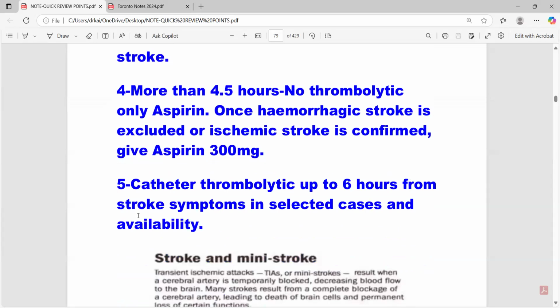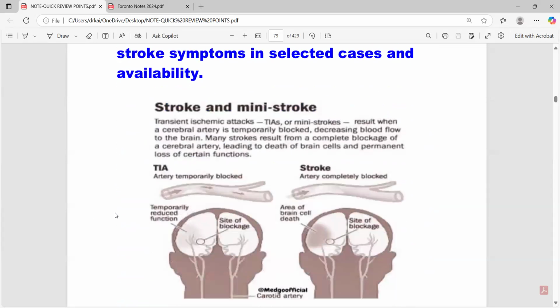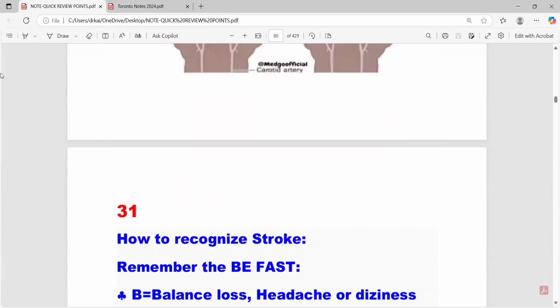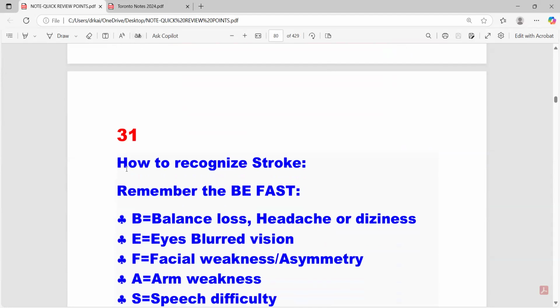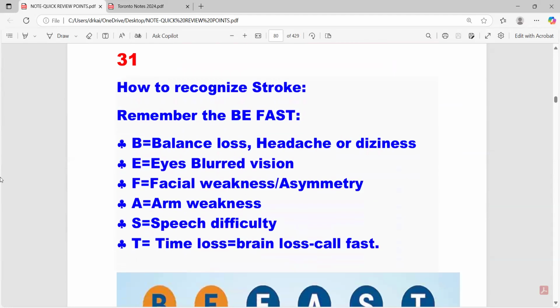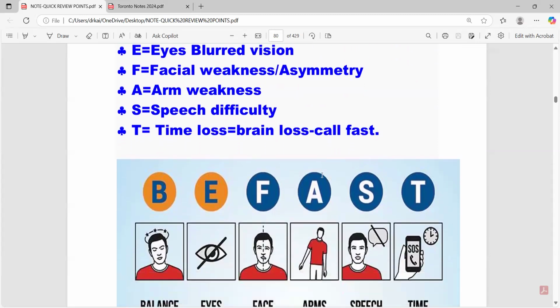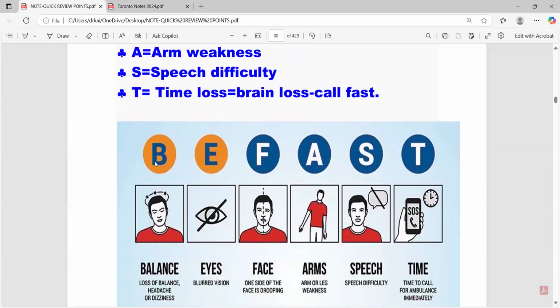Then catheter up to 6 hours for the stroke symptoms is associated. You can see what is TIA and what is the stroke, what are the differences between them, just to see the picture, how it looks like. How to recognize a stroke? Remember the BEFAST: balance loss, eye blurred vision, facial weakness, arm weakness, speech difficulty, time, and then call fast. So it comes like this, BEFAST: balance, eye, face, arms, speech, and time.